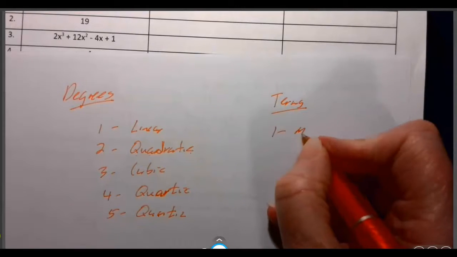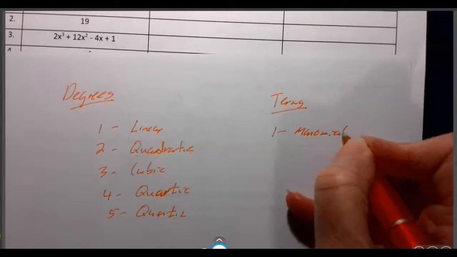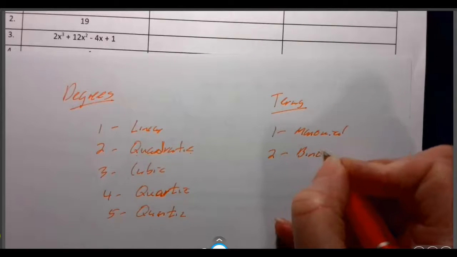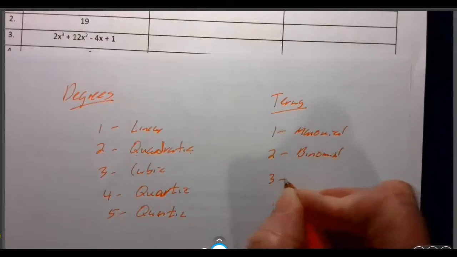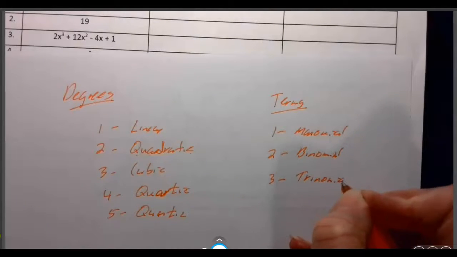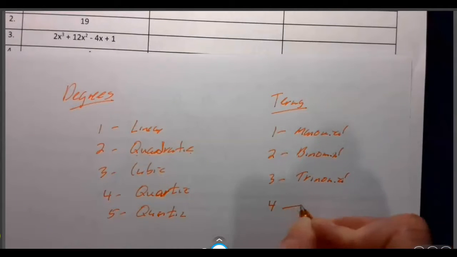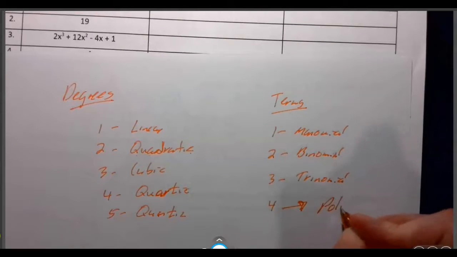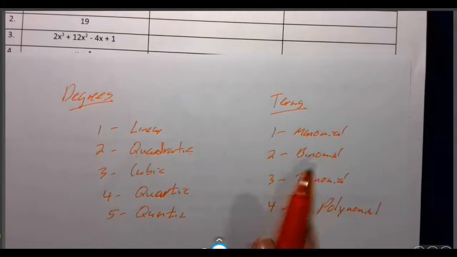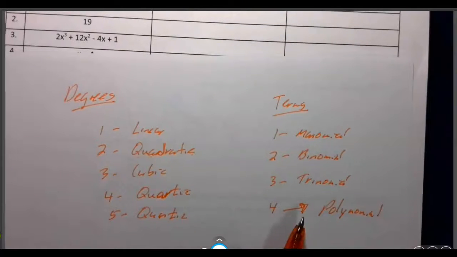If I have 1 term, monomial. 2 terms, bicycle, 2 wheels, binomial. 3 terms, tricycle, trinomial. 4 and beyond, everything else is a polynomial. Okay, so just to keep that in mind. Please don't have those notes beside you while you're taking the quiz tomorrow. Make sure that you're actually doing it on your own.